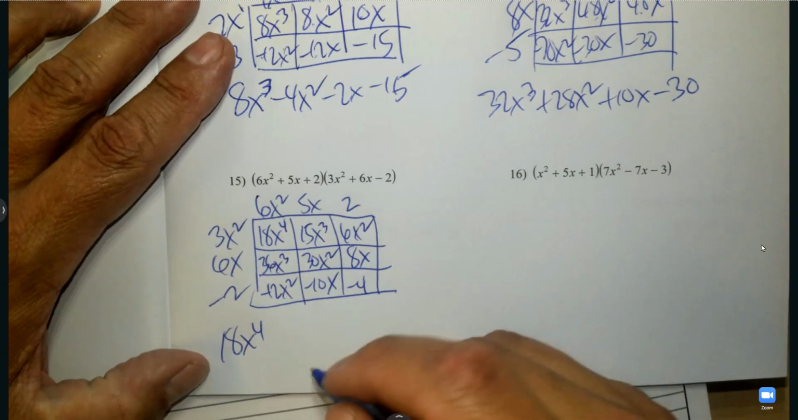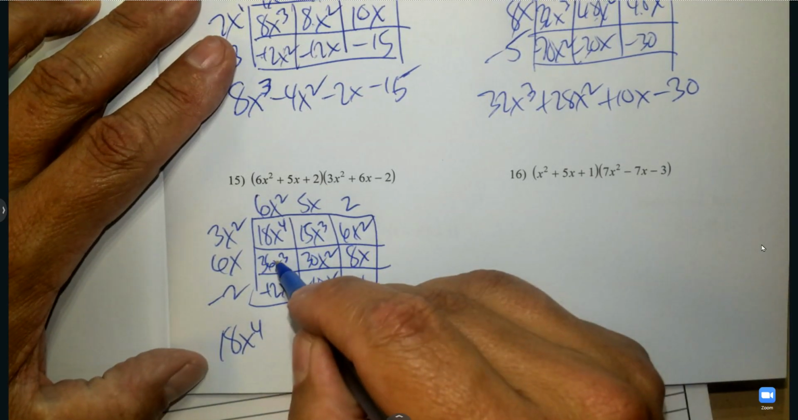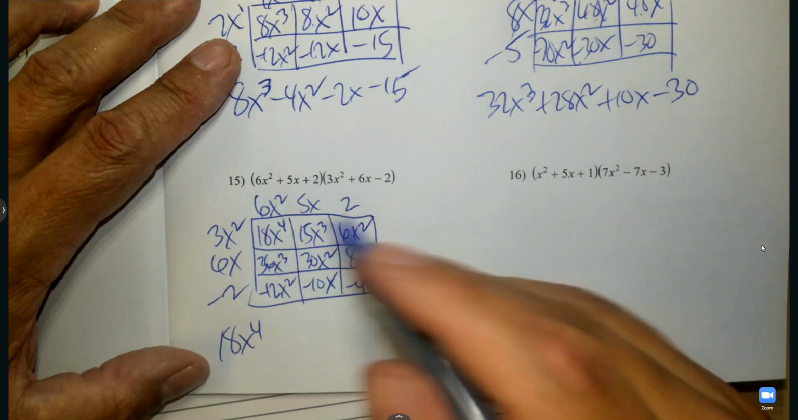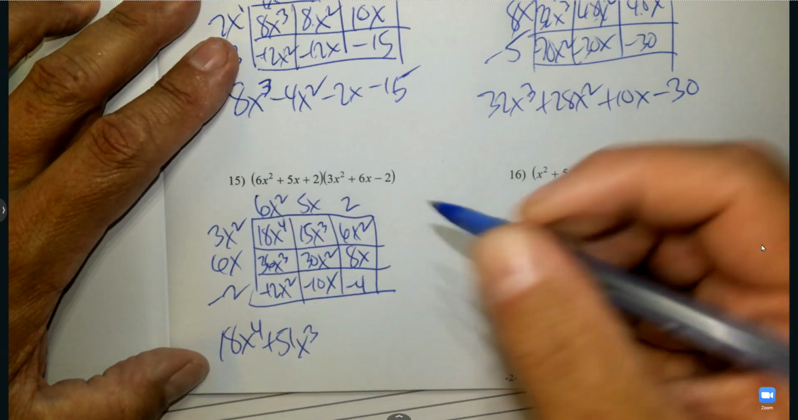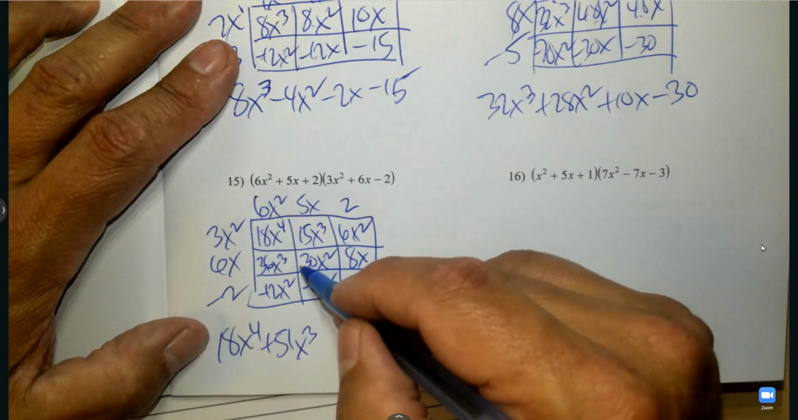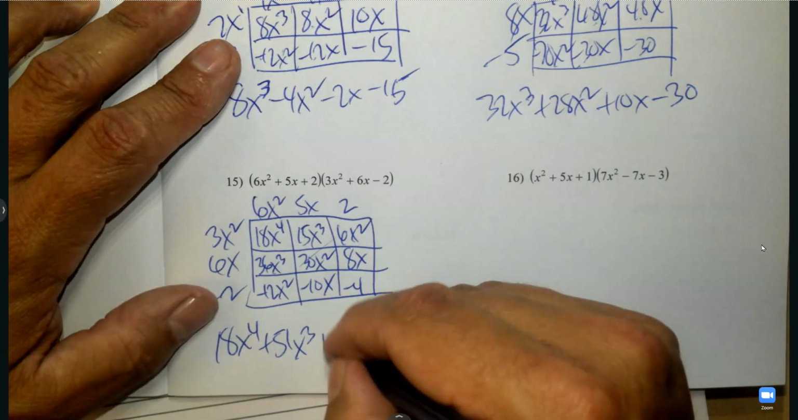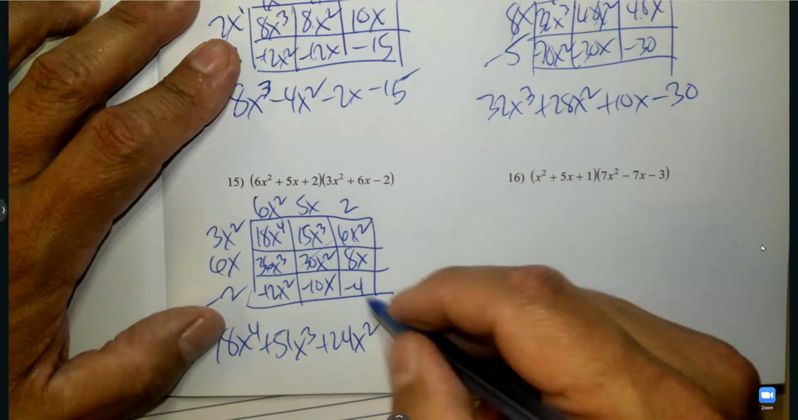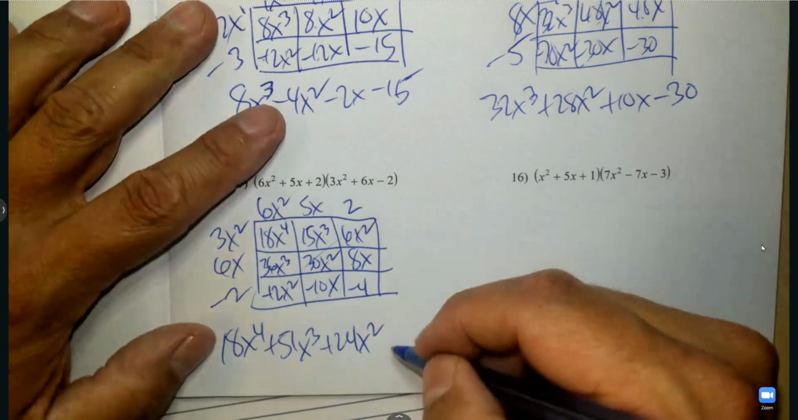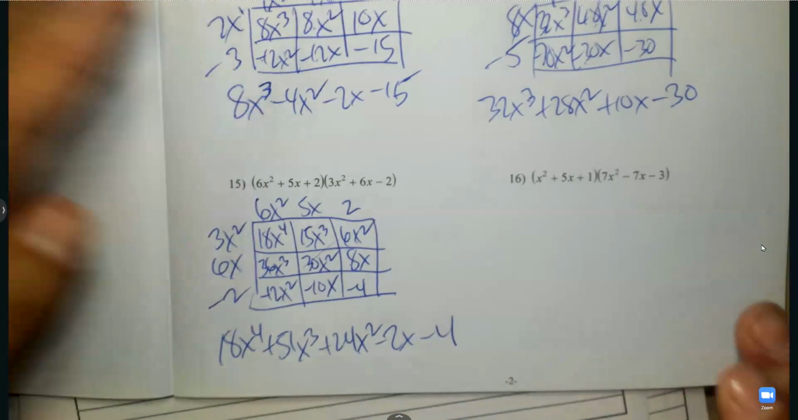So I have 18x to the fourth, 15 and 36, 51. Oh, there's 3 of them all here. That's 36, take away 12, that's 24. Negative 10 and plus 8 is negative 2, and then negative 4 at the end.